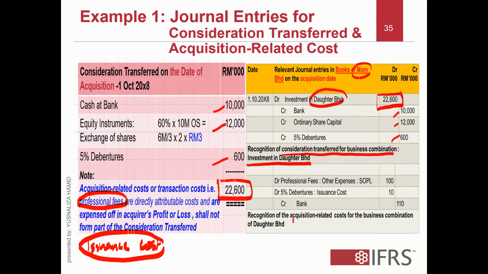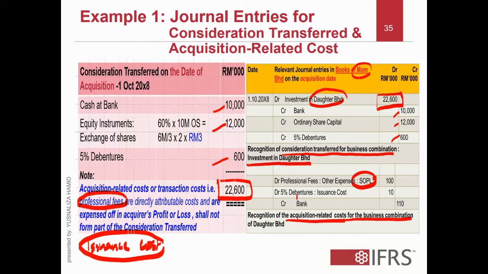The next one is to recognize the acquisition related costs for the business combination. For the professional fees, it will be expensed off to the SOPL. So professional fees earlier was 100,000. Debit professional fees, credit bank if you pay for it, or else you will have to credit accrued professional fees.